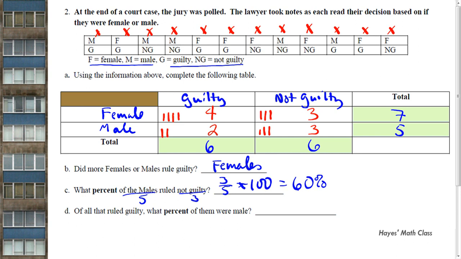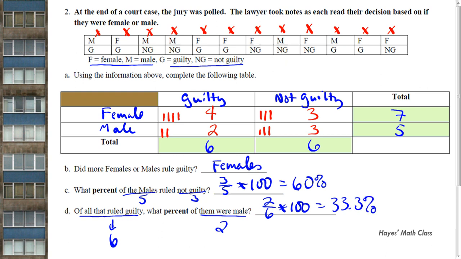Of all that ruled guilty, what percent of them were male? So of all that ruled guilty, that means that there is a total of 6. Male, there's only 2 in that group. So I've got 2 out of 6 times 100. That's going to equal 33.3%.